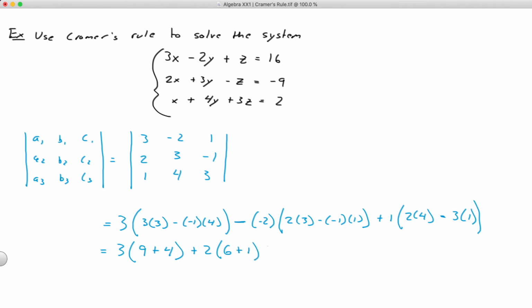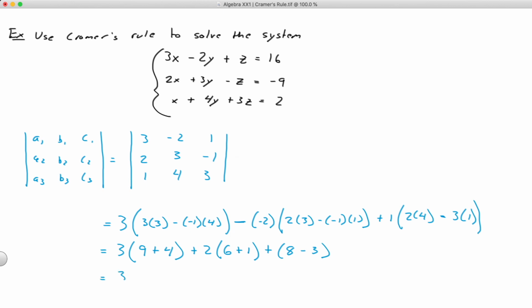And then we have plus 1, since this is just 1 times this whole bit in parentheses, I'm just going to leave that part out here. We've got 2 times 4, which is 8. We've got minus 3 times 1, which is minus 3. And then we can simplify this a little bit further.